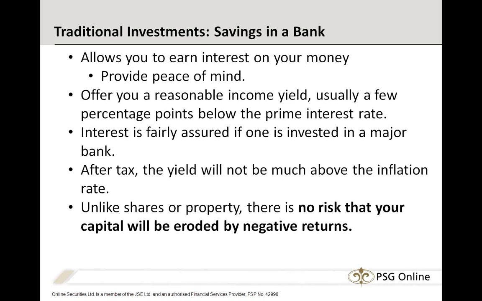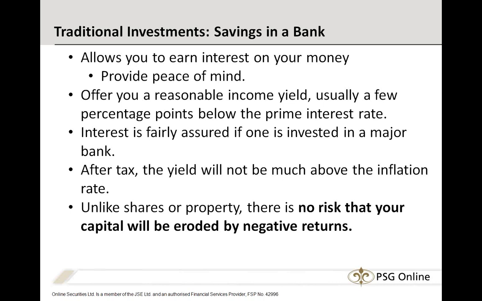We start off with savings in the bank. This will allow you to earn interest on your money. This is for someone who's very conservative who wants that peace of mind. You're getting a reasonable income yield, usually a few percentage points below the prime interest rate. Today, with the Monetary Policy Committee meeting, we'll see what happens with interest rates.